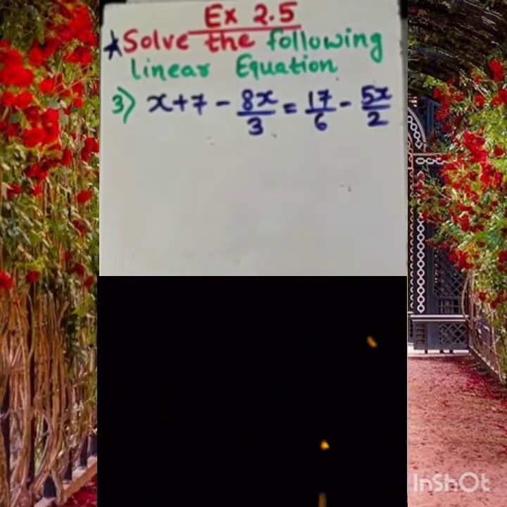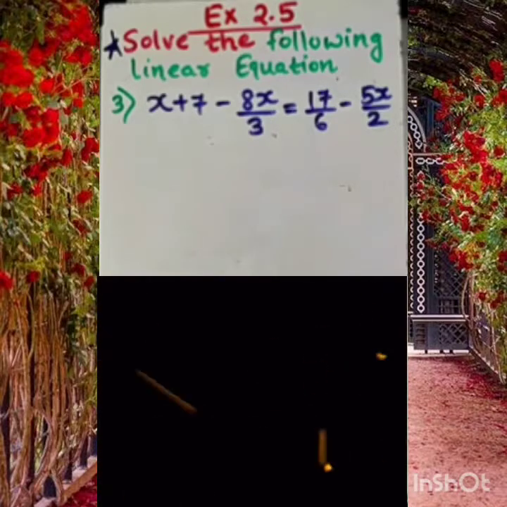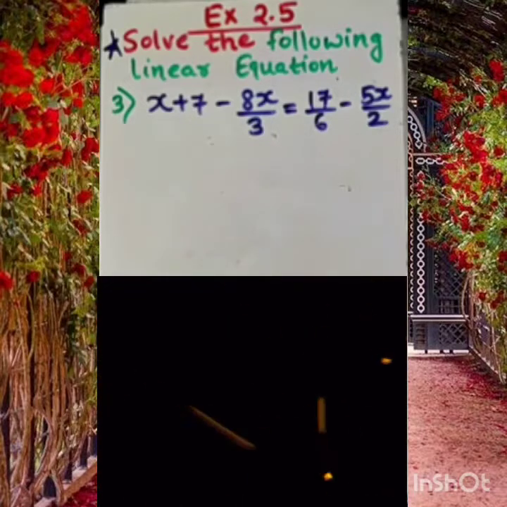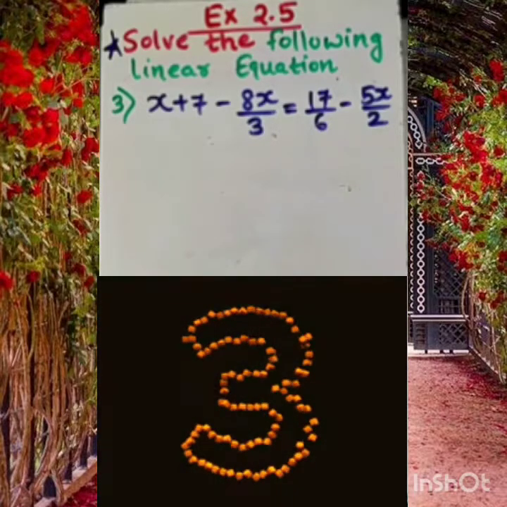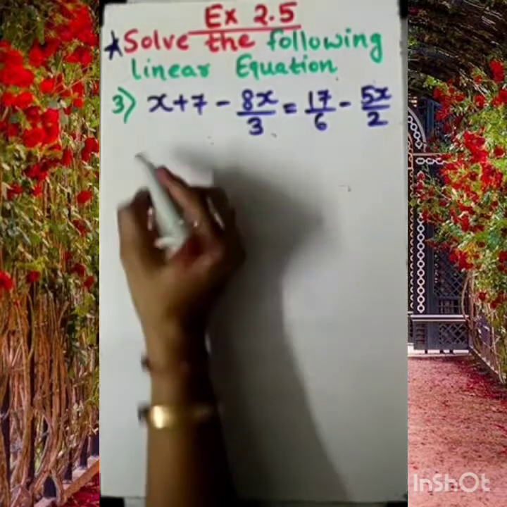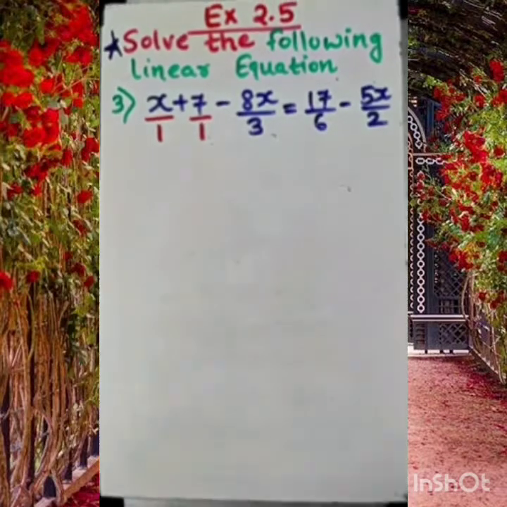So the third question is on your screen, dear student. That is x plus 7 minus 8x by 3 equal to 17 by 6 minus 5x by 2. Okay. So in such a case, how to solve? There are different methods of solving this equation. Okay. So here I am applying one of the methods. Here nothing is given in the denominator. So I am considering 1. Agree? Now what I am going to do?